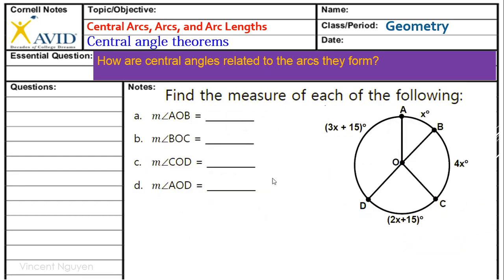One more problem. Ooh, this one has all the variables in it. But no problem. We have these four arcs, and we know the total is 360.